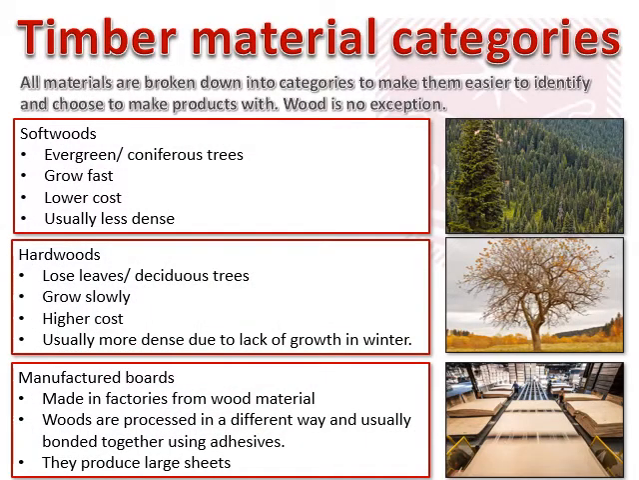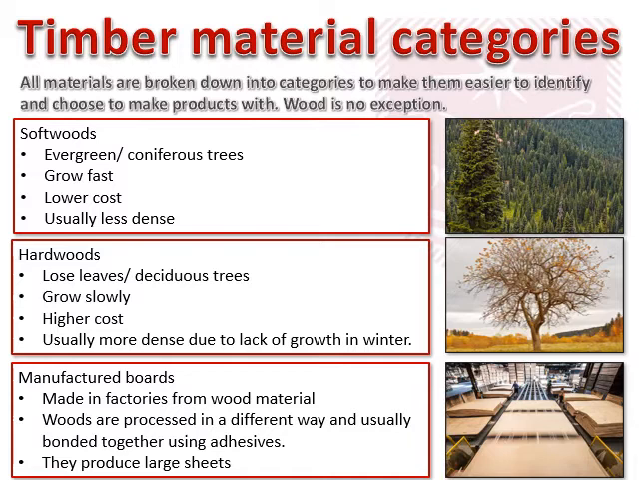So categories first. Materials are always categorized into different categories, so we can manage them better and understand their working properties. Wood is no exception. So we have three main categories here. We've got softwoods, hardwoods, and manufactured boards. And you can see that softwoods, they're not called softwoods because they're soft, but because they come from evergreen or coniferous trees.